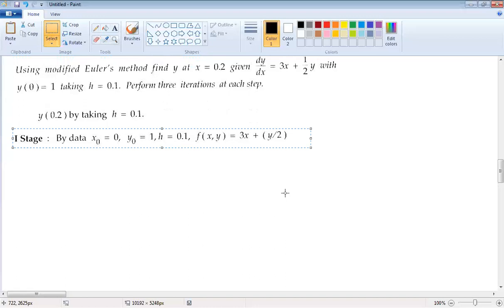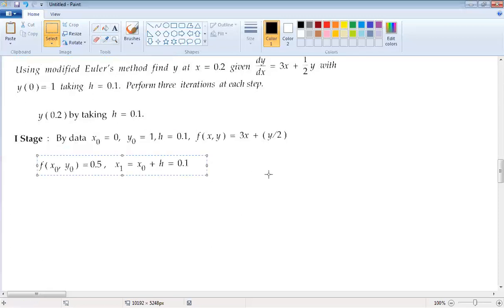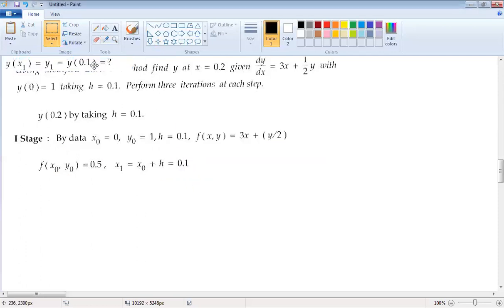Okay. Now from this, we will find out the value of f of x naught comma y naught. So f of x naught comma y naught, we get it as 0.5, replacing x by 0 and y by 1 in f of x comma y. Now what is x1? x1 is x naught plus h. x naught they have given us 0, h value is 0.1. So from the first stage, we get the value for y of x1, meaning y of 0.1.